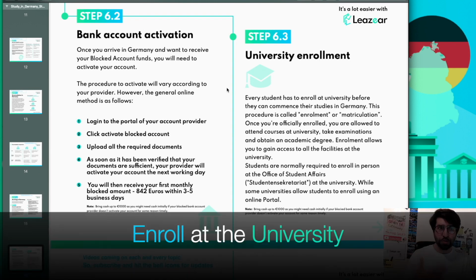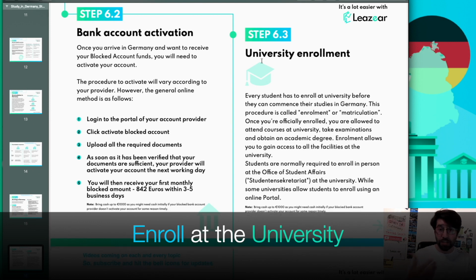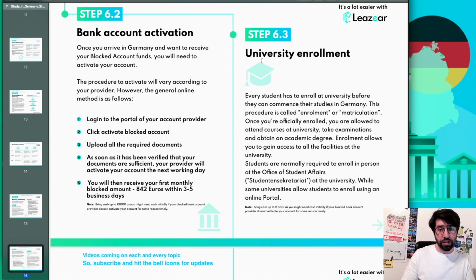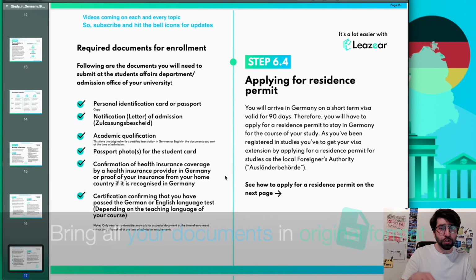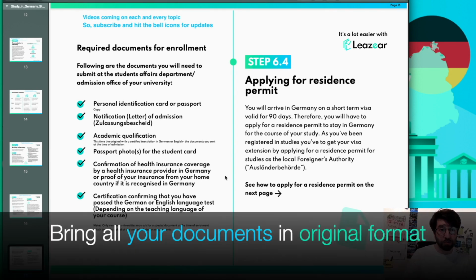The next step is to enroll at the university. As I explained, in the COVID-19 times, you do not have to go to the university, you can only do it online. But in general, you have to go to the admission office and enroll at the university with all the documents that they need. Here's a general list of all the documents, but make sure you look at the university website and check what documents they need. You should bring all the documents with you in the original format because they want to see all the documents in the original format.